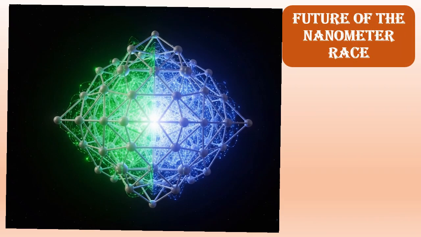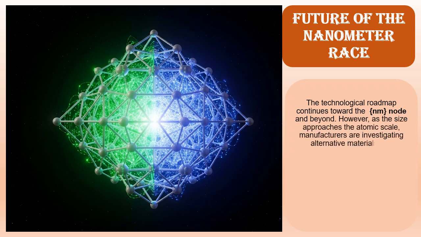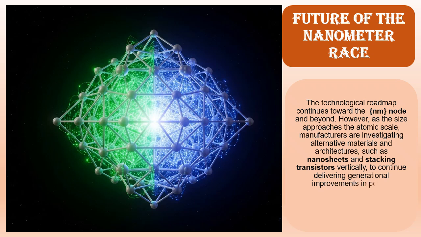Future of the nanometer race. The technological roadmap continues toward the 2 nm node and beyond. However, as the size approaches the atomic scale, manufacturers are investigating alternative materials and architectures, such as nanosheets and stacking transistors vertically, to continue delivering generational improvements in power, performance, and efficiency, thereby extending the limits of Moore's law for mobile devices.